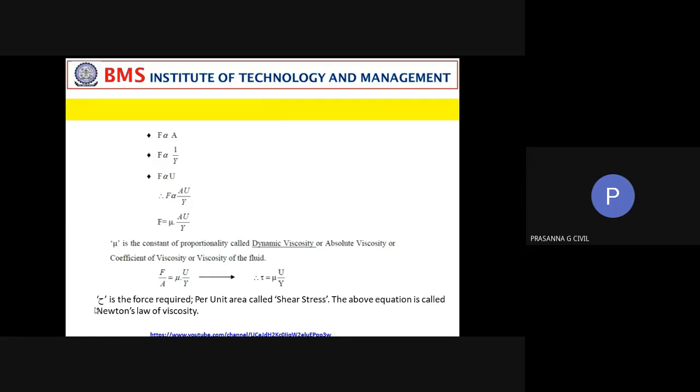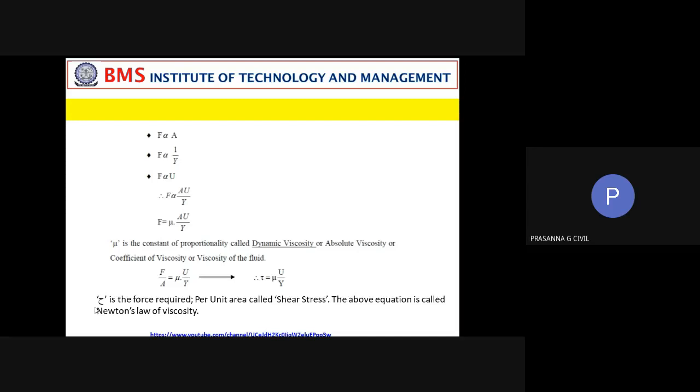Therefore, your equation becomes F is equal to mu, where mu is the coefficient of viscosity, A into U divided by Y. Now, in that particular expression, you can rewrite the equation by bringing the area of contact below F. So the equation can be rewritten as F by A is equal to mu into U by Y.